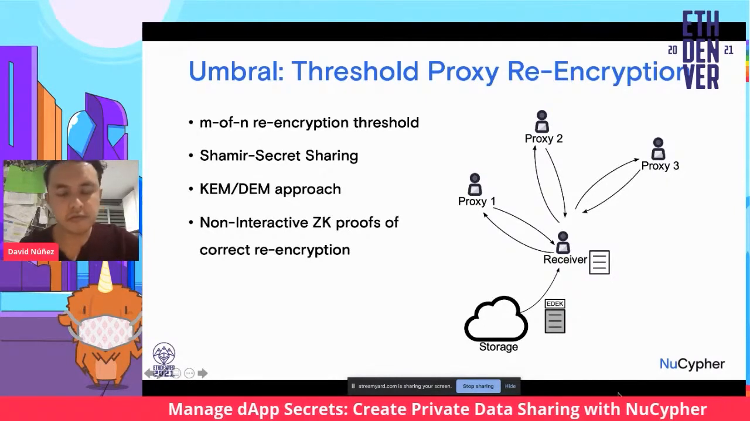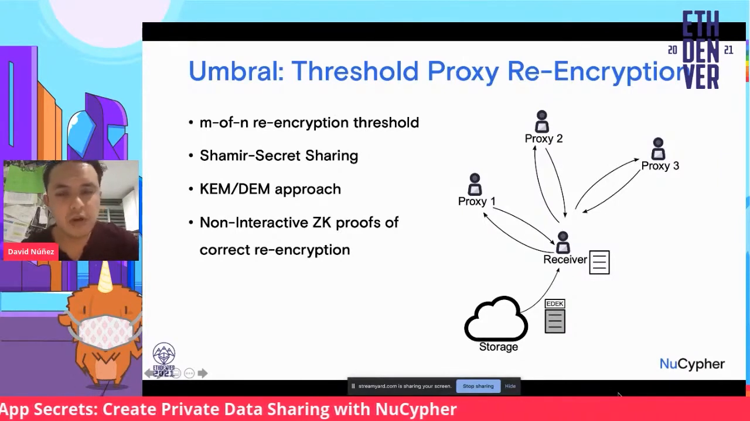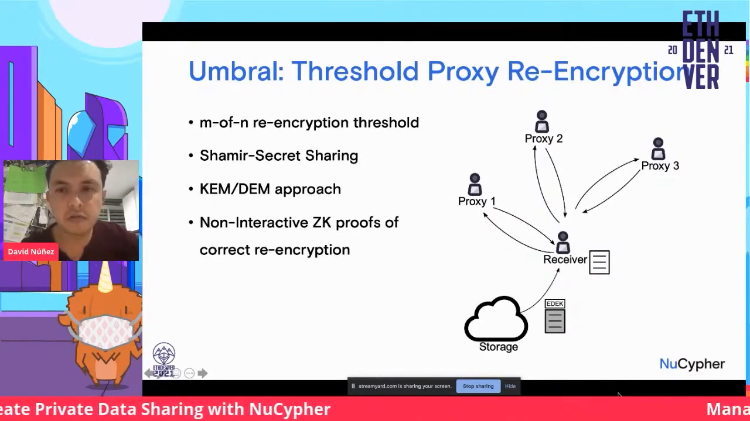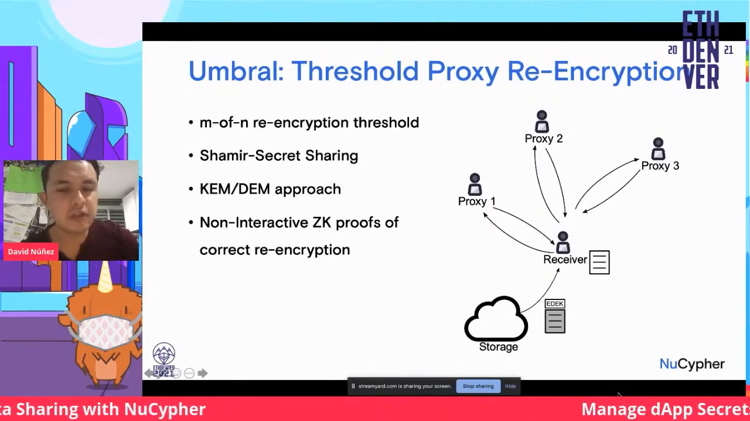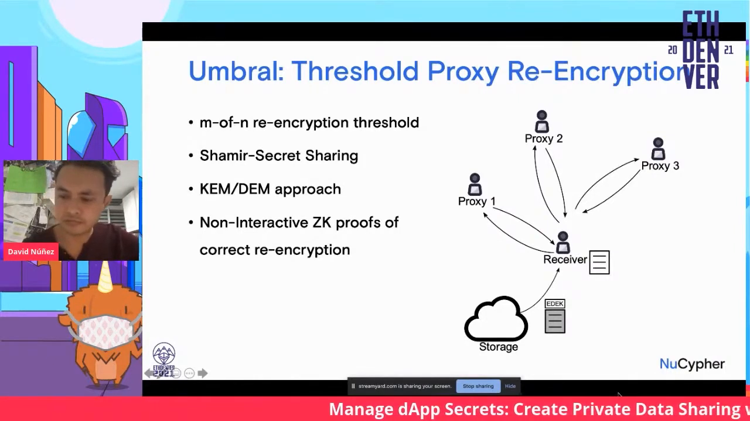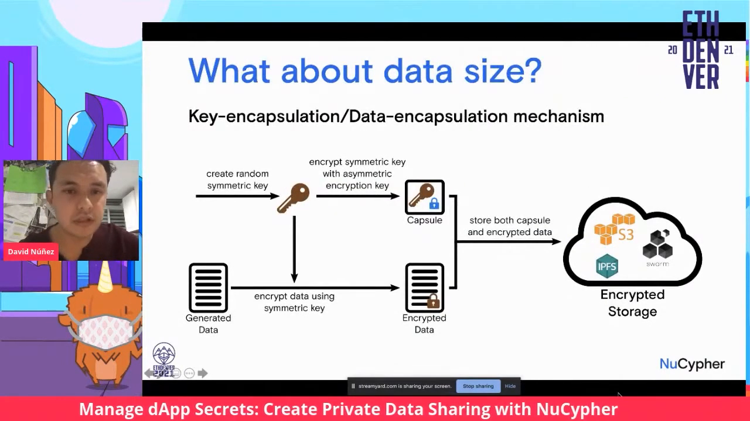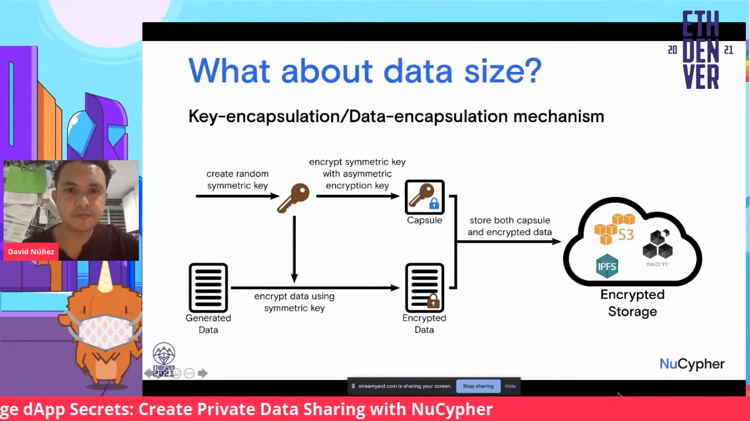And another of the cool things is that you have a non-interactive zero-knowledge proof of correctness for encryption. So proxies cannot cheat during this process, and you can detect if they are not producing the correct encryption.